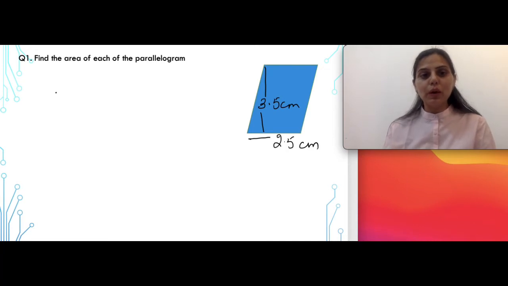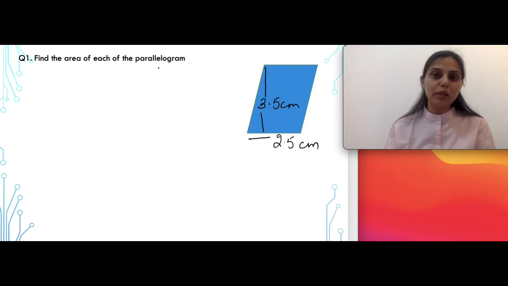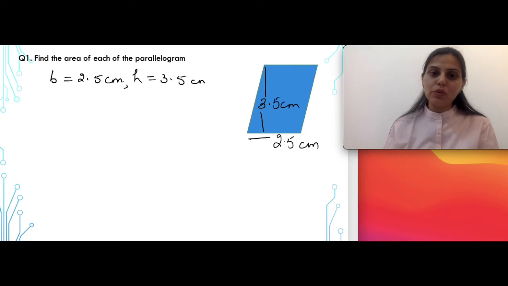In question number 1, we are supposed to find the area of the parallelogram. Now there are different parts of this question that are given. I am going to solve one of the parts and remaining parts are also supposed to be solved in a similar manner. So here as you can see, the base of the parallelogram is given as 2.5 centimeters and the height is given as 3.5 centimeters. So first let's write what is the formula for area of parallelogram.